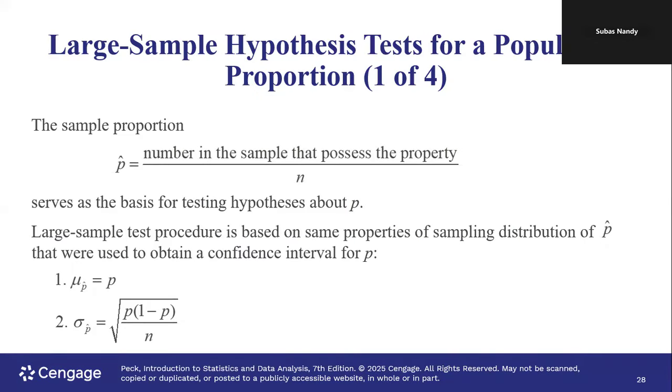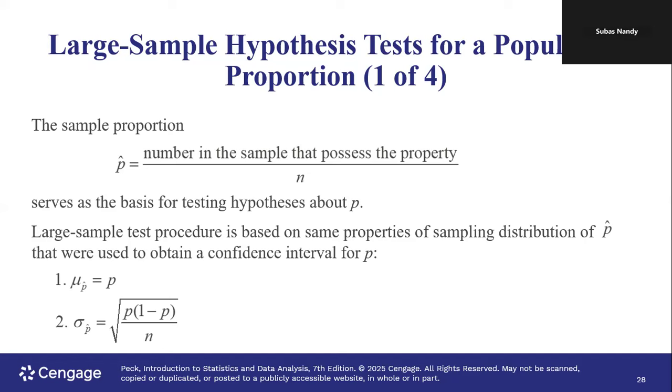So the sample proportion is given by the symbol p hat. P with the thing at the top is called p hat, the number in the sample that possess the property divided by n. N is your sample size. p hat serves as the basis for testing hypothesis about population proportion p. Notice the population proportion is indicated by the letter p without the hat. Large sample test is based on the same properties of the sampling distribution of p hat that were used to obtain confidence interval for p.